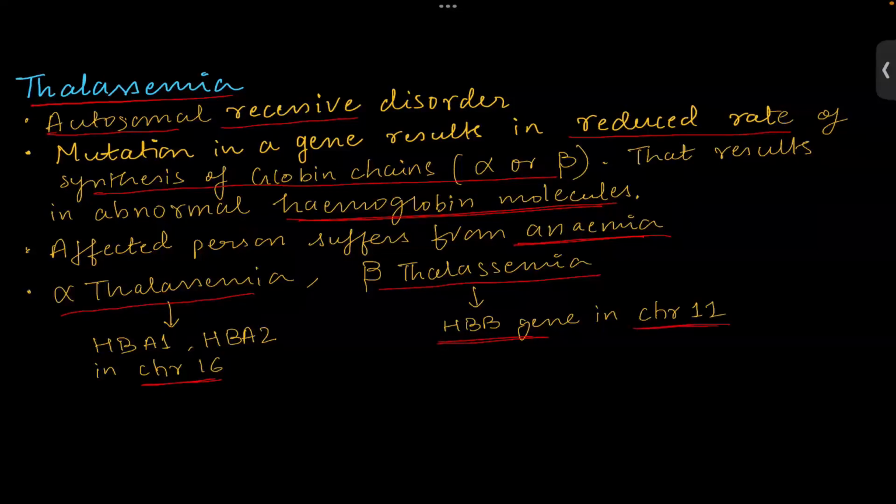So the HBB gene in a normal person codes for the beta globin chain. The mutation results in defective production of beta globin. What is the defect? A reduced amount of beta globin chain will be produced, because of which abnormal hemoglobin molecules will be formed. So this is all about thalassemia.